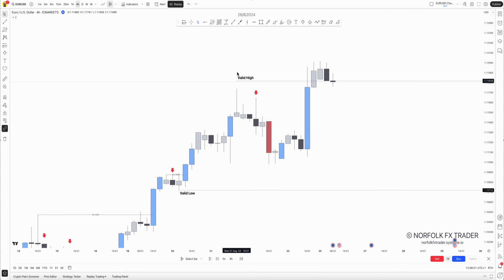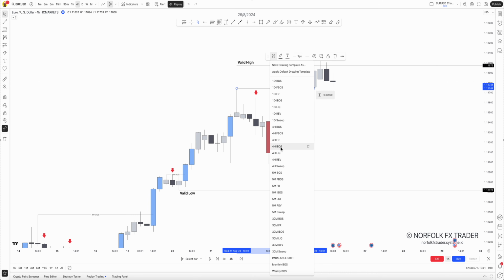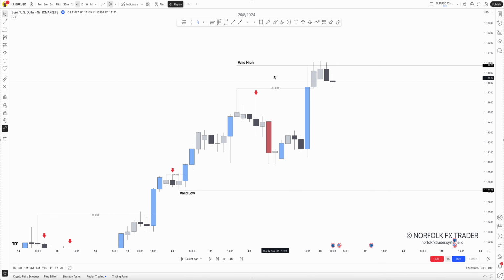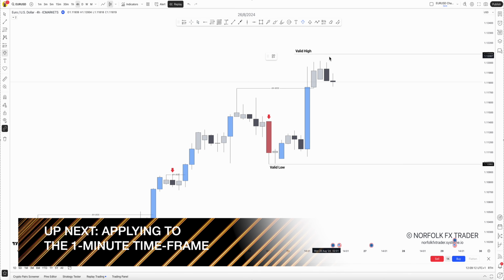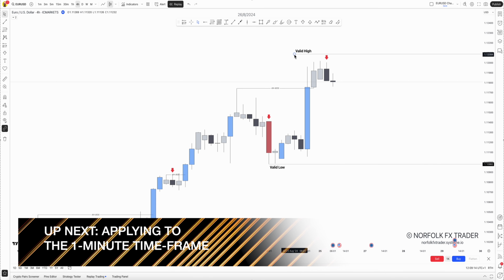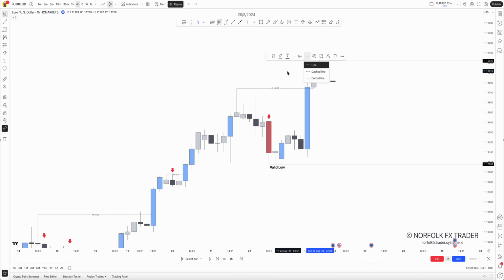So there you have it. That's the simple way of marking up on a 4-hour time frame. Let's quickly now go down from this point and we'll look at this as well on a 1-minute time frame, so you can see how quickly you can use this. And again, just quickly to look at, that's your last close down at that point. That means your valid low is here. We close down again right there. That means your valid high is there. And that's how simple this is.